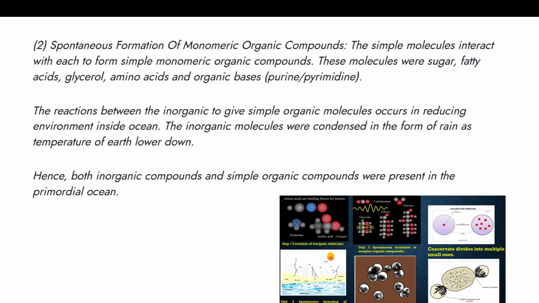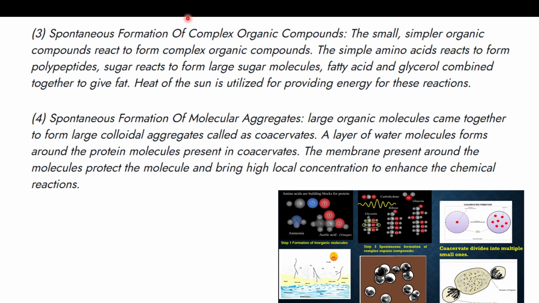And next comes the third point, which is the formation of complex organic compounds. The small, simpler organic compounds again reacted to form complex organic compounds. Simple amino acids react to form polypeptides. Sugars react to form large saccharides or polysaccharides. Fatty acids and glycerol combined give fats or lipids, and the heat of the sun was utilized for providing energy for these reactions.